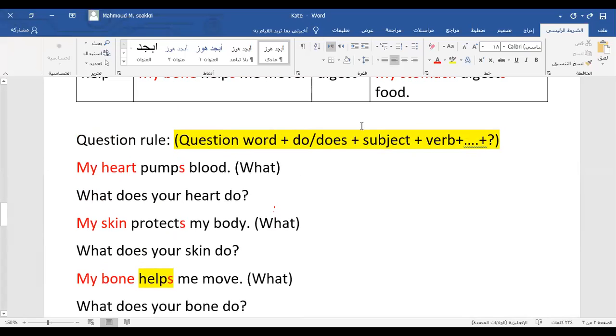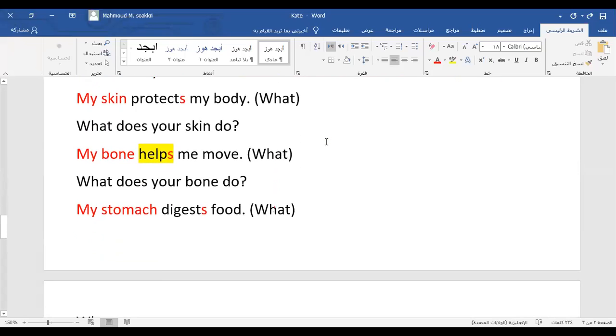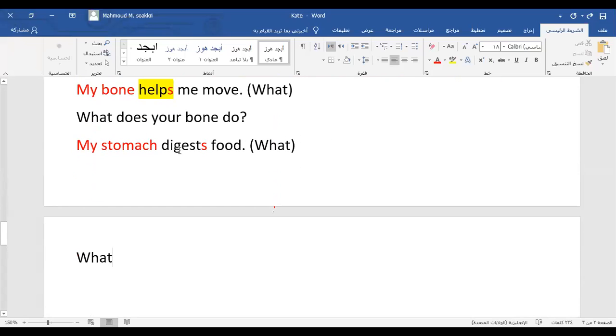Ahmed Hani, look at the grammar rules. After the question word, I choose do or does, right? Question word plus do or does. Now, look at your sentence. Where is the verb in your sentence? Is it my stomach, digests or food? Where is the verb? Digests. Thank you very much.